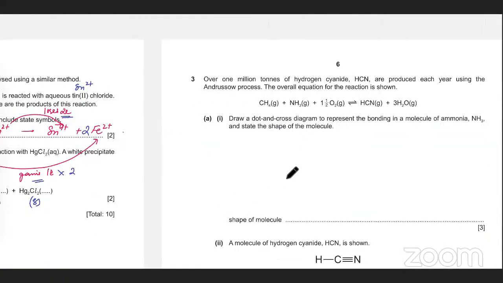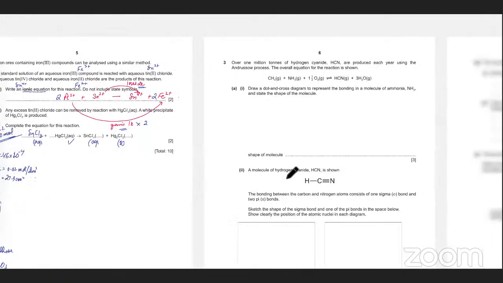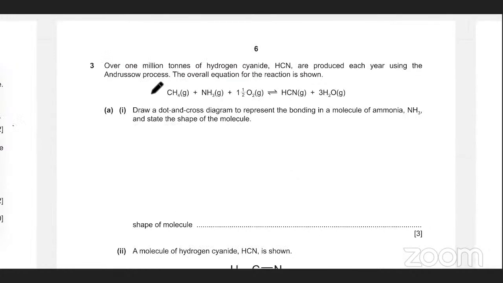So now the next question is, you're supposed to draw the dot and cross diagram to represent the bonding in a molecule of ammonia and state the shape of the molecule. The dot and cross diagram is easy. There's an N and there are 3 H atoms. Each one of them is sharing 1 electron each.